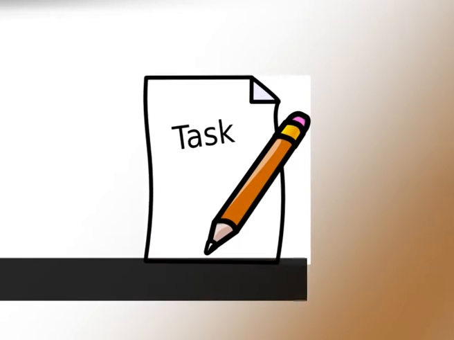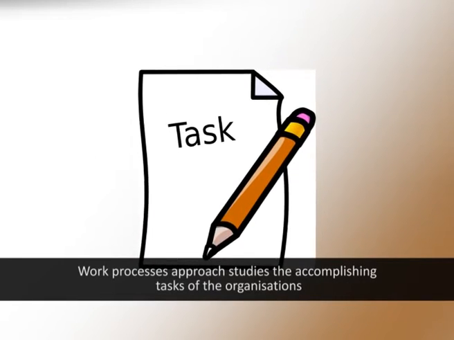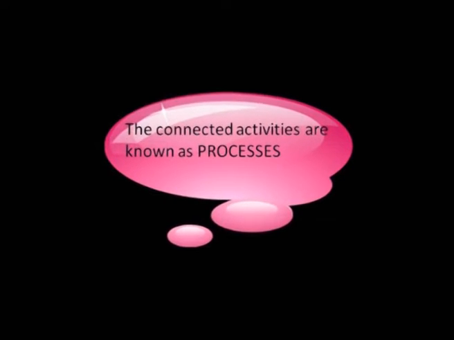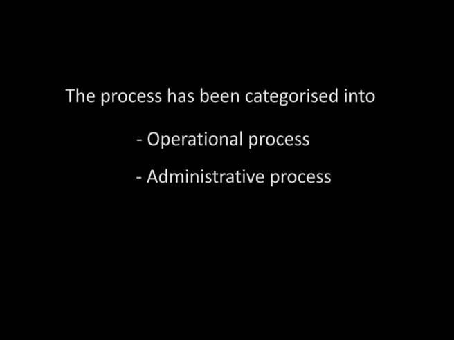Work processes. The work processes approach is based on a simple understanding that every organization achieves its set goals through a connected chain of activities which encompass various departments and functional groups. This approach studies the accomplishing of tasks in organizations. These connected activities are known as processes. The process under this approach has been further categorized into operational process and administrative process.